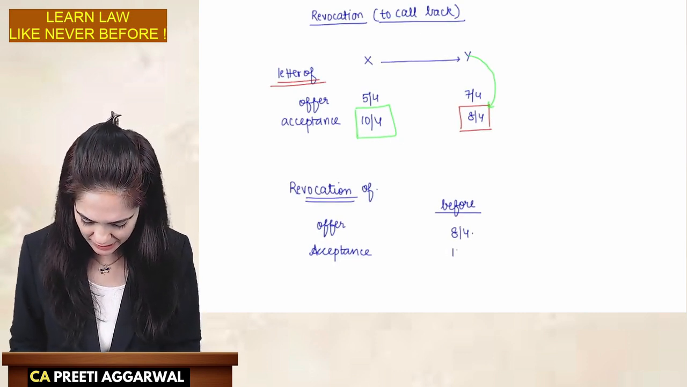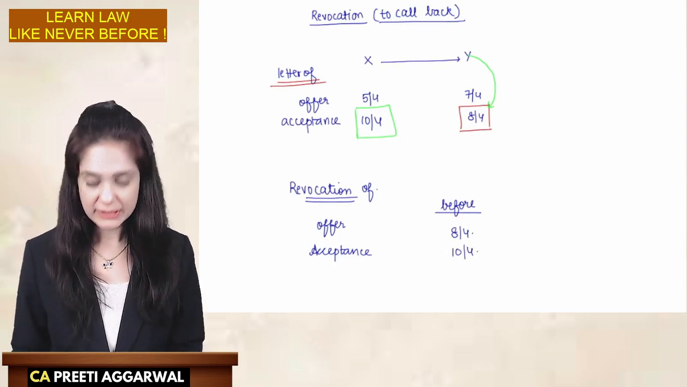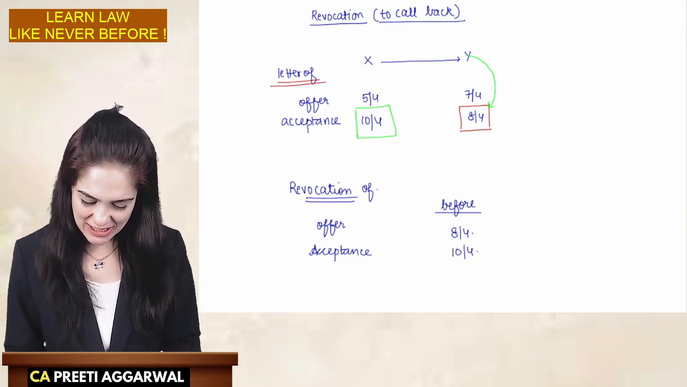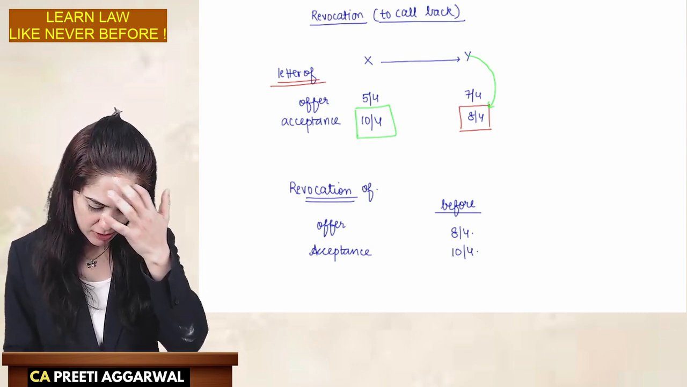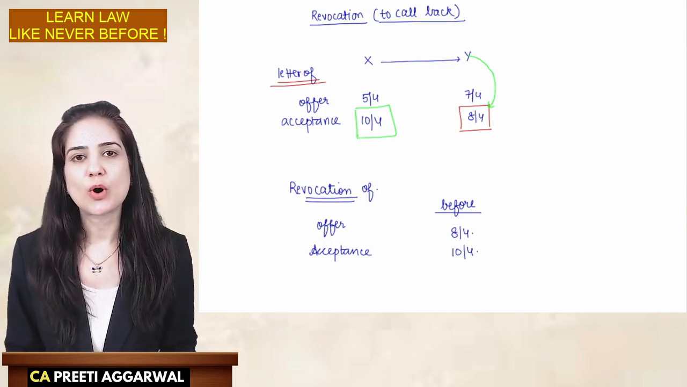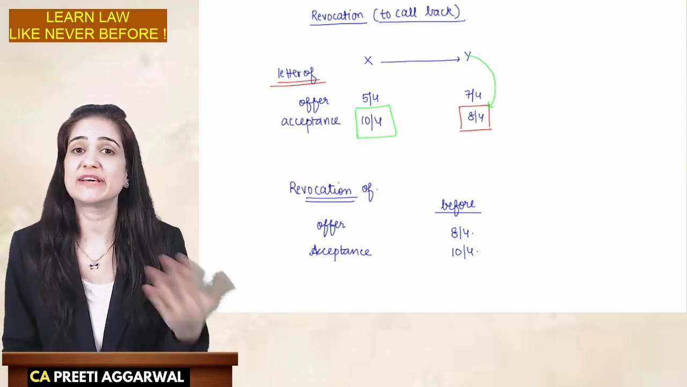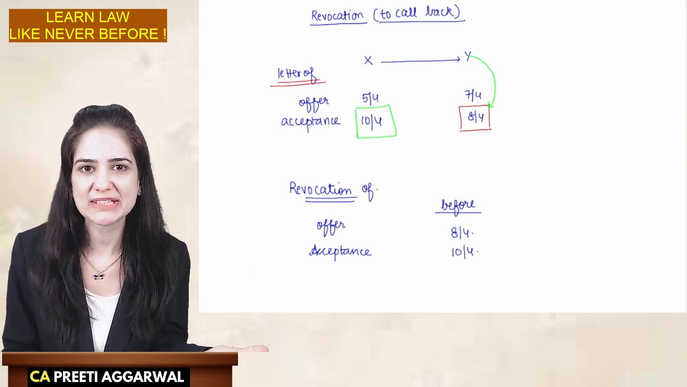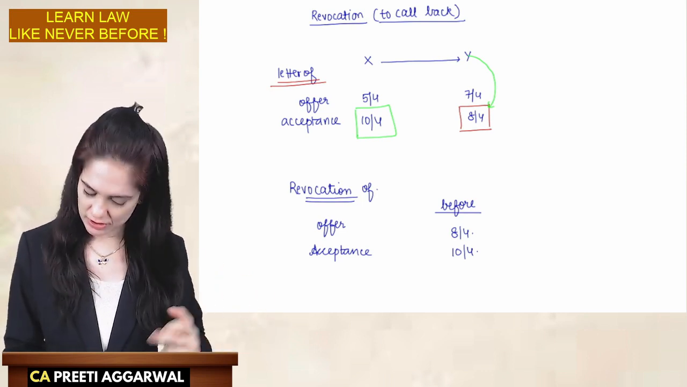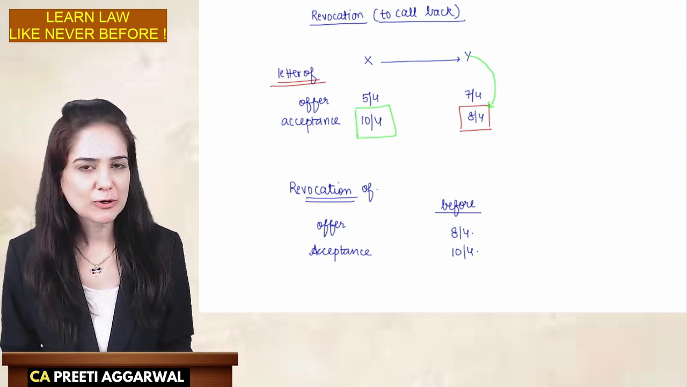Revocation of acceptance can be any time before 10th of April. Yes, so he can revoke any time before he is bound. So revocation means to call back. We gave the offer, but we realized we didn't want to give the offer. We gave the acceptance and we realized, oh, we didn't want to give the acceptance. So when can we revoke? Any time before we are bound by the contract.